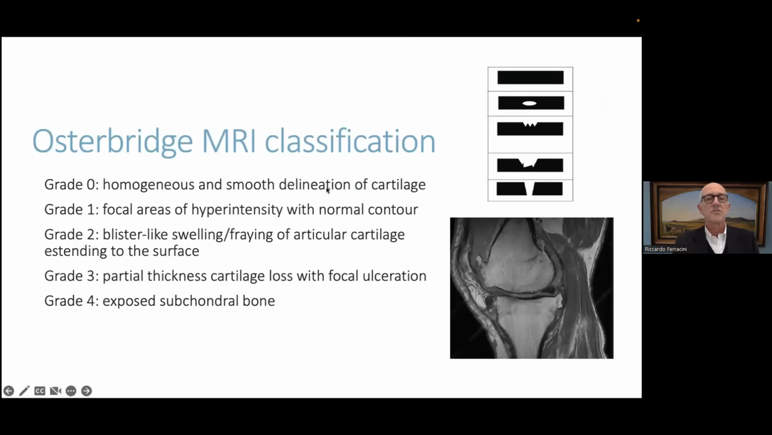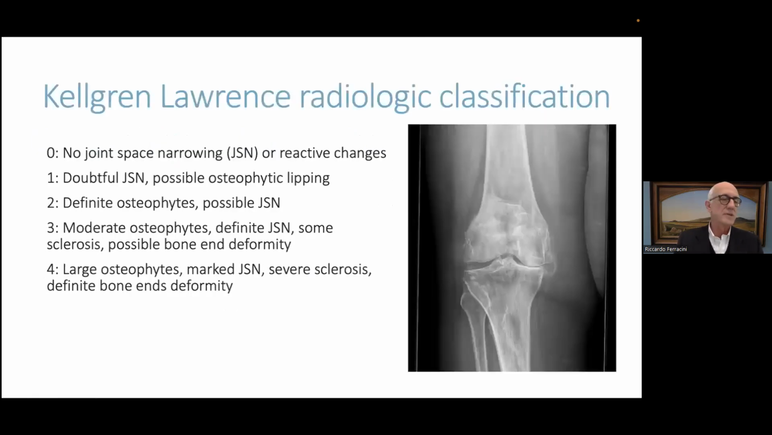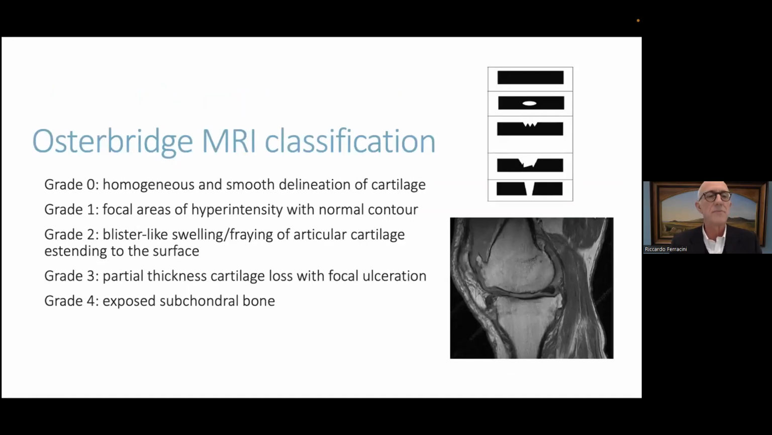The Outerbridge classification was born for arthroscopy, and so it looks only at the surface of the joint. So it's been used also for MRI, and in MRI and in arthroscopy at the same time. Grade 4 is exposed subchondral bone. I will say grade 4, which means Kellgren-Lawrence, and as well means MRI.